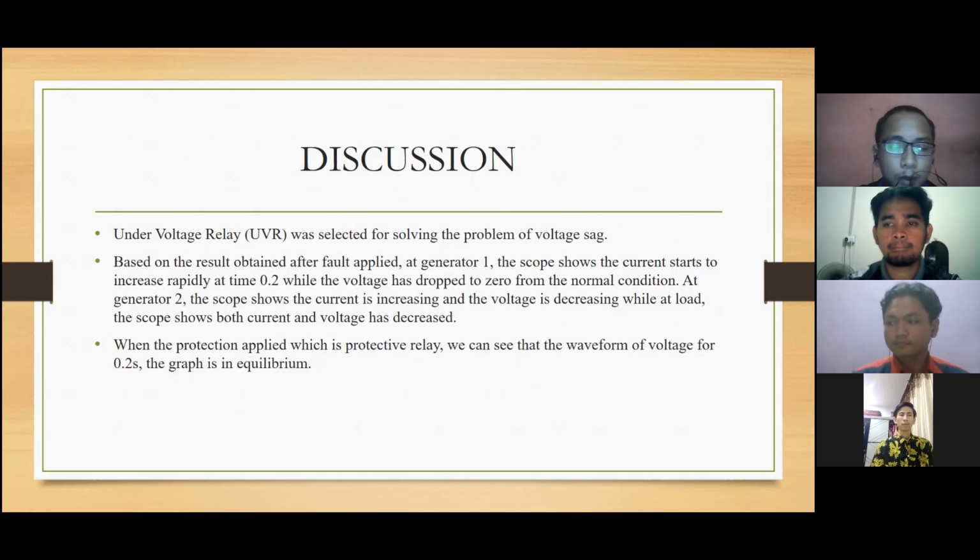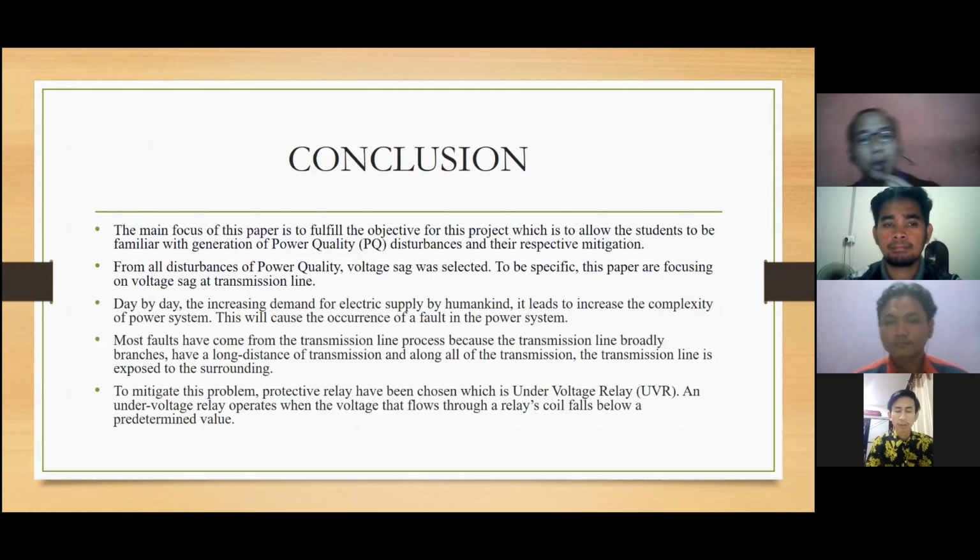Okay, our last part is the conclusion. We have fulfilled the objective for this project, which is to allow the students to become familiar with the generation of power quality disturbances and their respective mitigation. Day by day, the increasing demand for electric supply by humankind leads to increased complexity of the power system. This will cause the occurrence of faults in the power system. Most faults come from the transmission line because the transmission line is exposed to the surroundings. To mitigate this problem, a protective relay has been chosen, which is the UVR.